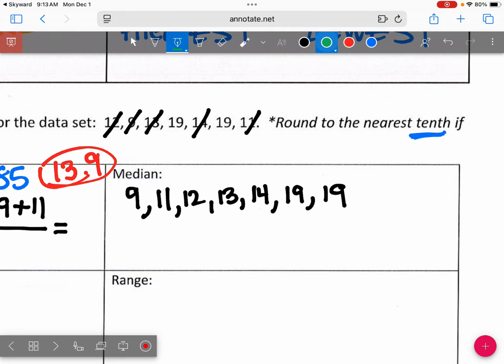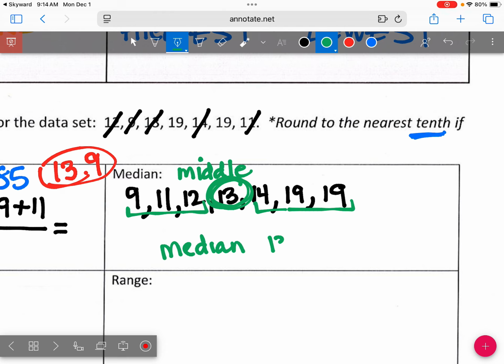So remember, median is the middle number. So what number is in the middle? 13. Because you have 3 numbers here and 3 numbers here. So 13 is my median. So my median is 13. That's my answer for the median.